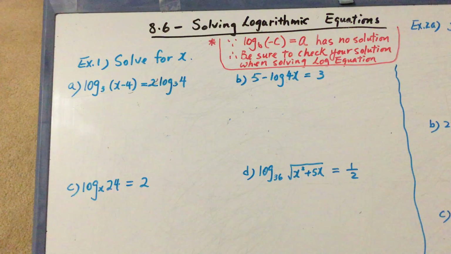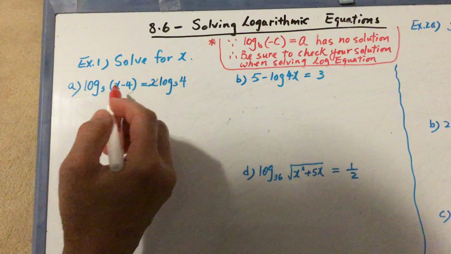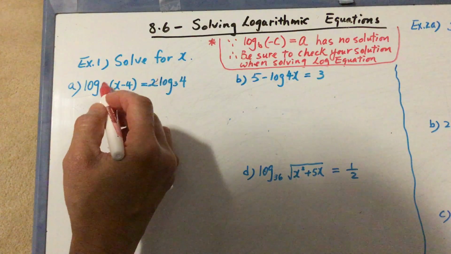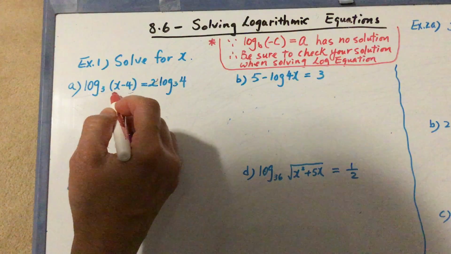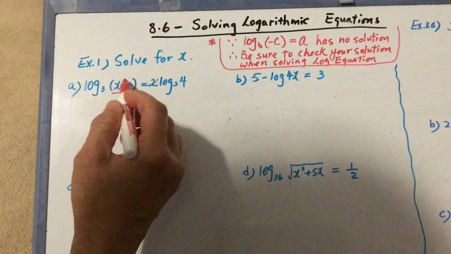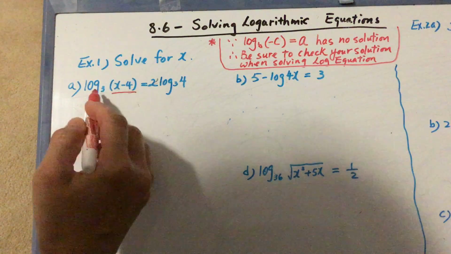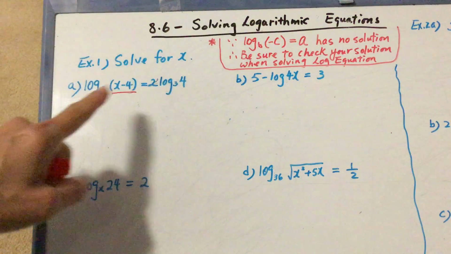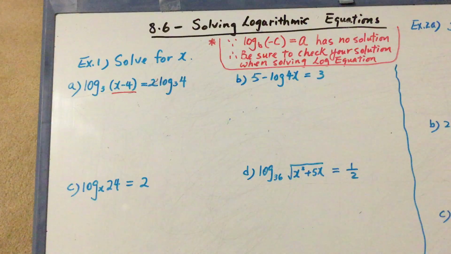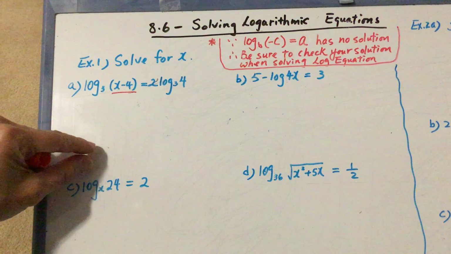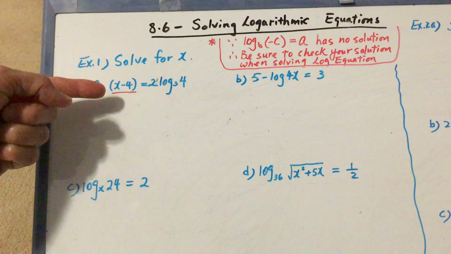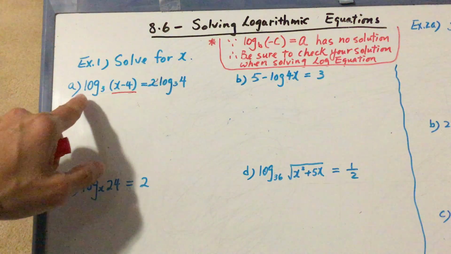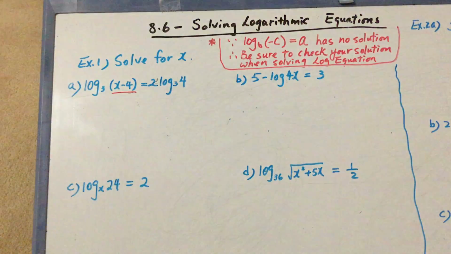For example, in the first example on the worksheet, when you have log 3 of (x minus 4), this term cannot be a negative number. If this term turns into a negative, that means the entire expression will not be possible, will be invalid. So whenever we solve a log equation, we bring our solution back to the original question to make sure the original question itself is valid.